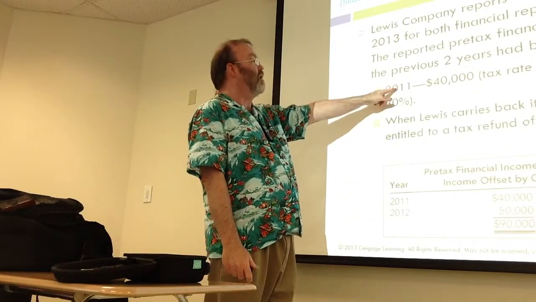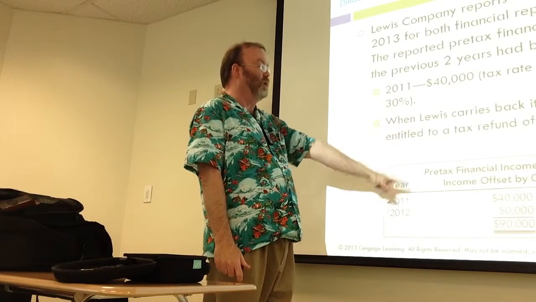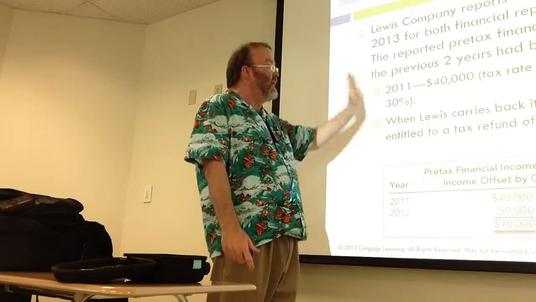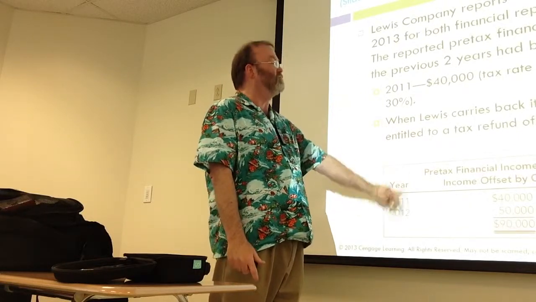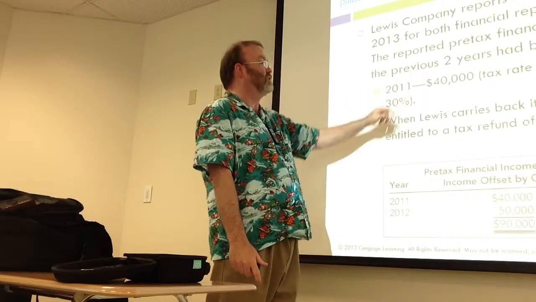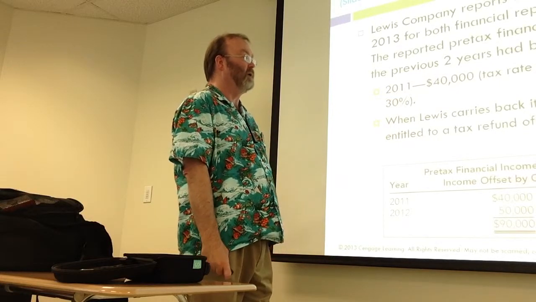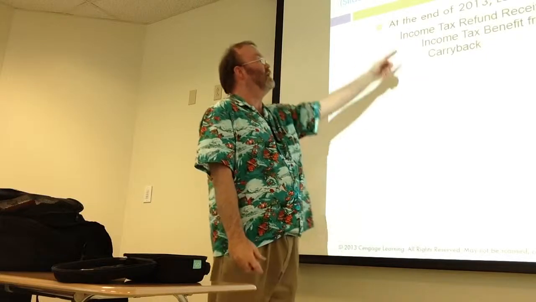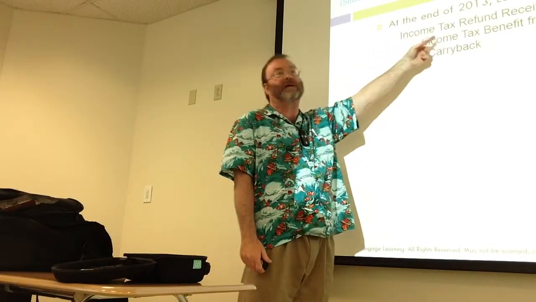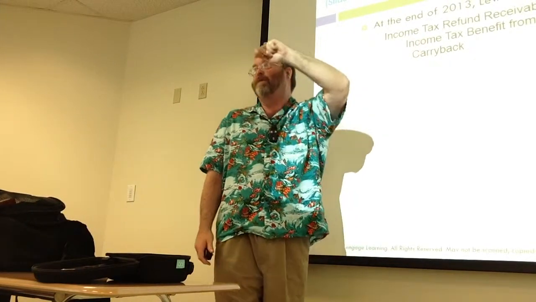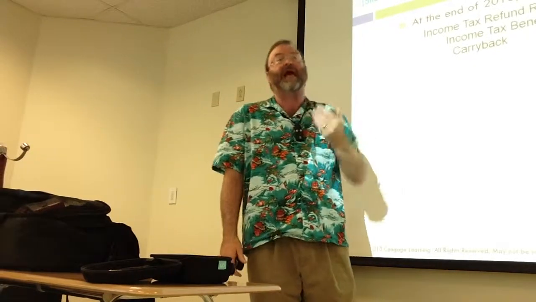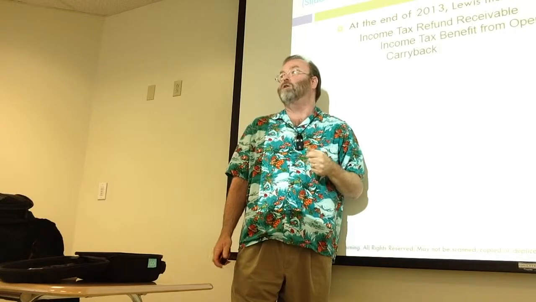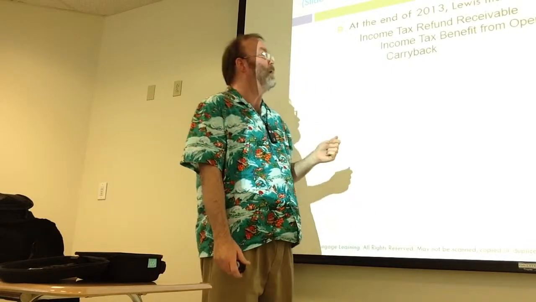You go back and offset all of the 40, of which you paid 25% on for $10,000, and then that leaves you 50 to offset against the 2012 taxable income of $70,000. So that $25,000 is a debit to income tax refund receivable, because you're actually going to get that cash back when you file that amended return to do the operating loss carryback.